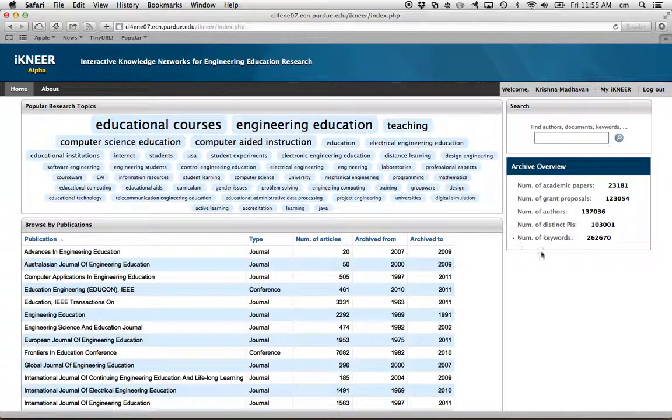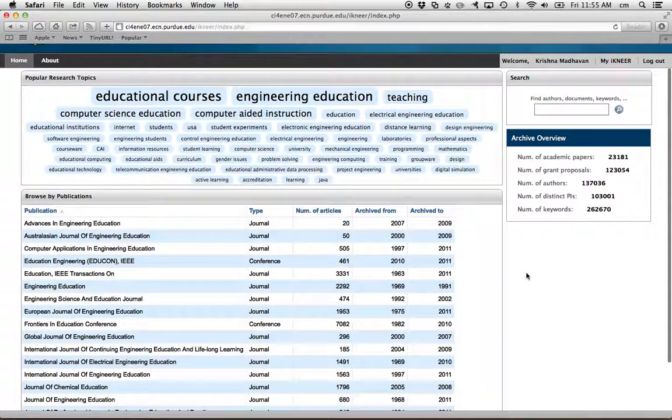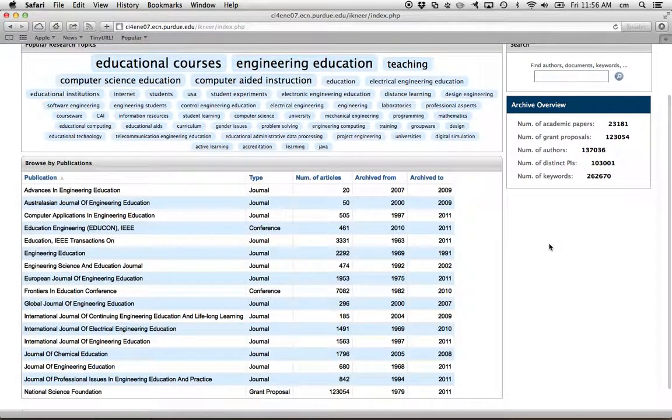On the right here, you see all of the things that our system is archiving now. And we also have about 137,000 authors for whom we can generate profiles, 103,000 principal investigators on grants that you see here. And also, we have access to over 260,000 keywords that our system has generated.